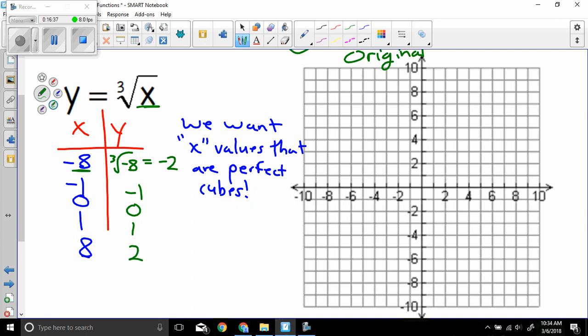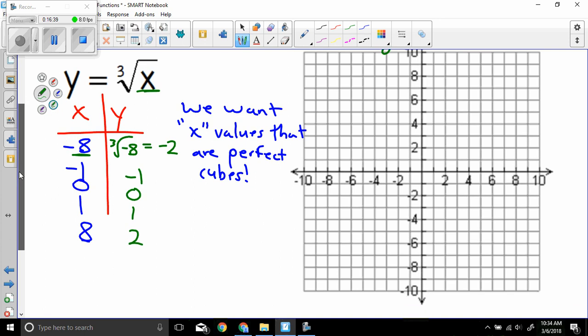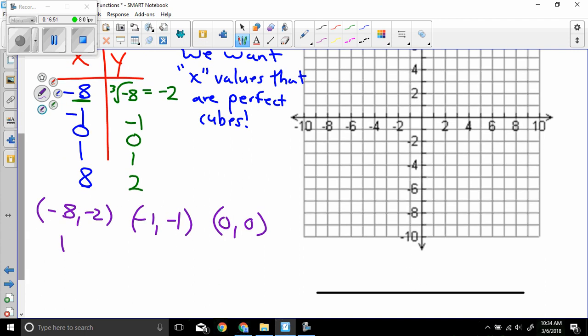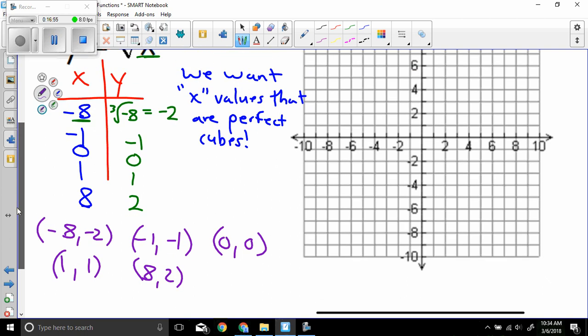Well, this is positive. That gives me how many points? Well, 5. I got -8, -2, -1, -1, 0, 0, 1, 1, and 8, 2. Well, let's graph this and see what it looks like. -8, -2. Okay, down here. -1, -1, 0, 0, 1, 1, 2, 8. Or, I'm sorry, 8, 2. Look at this thing. Let's try and draw it.